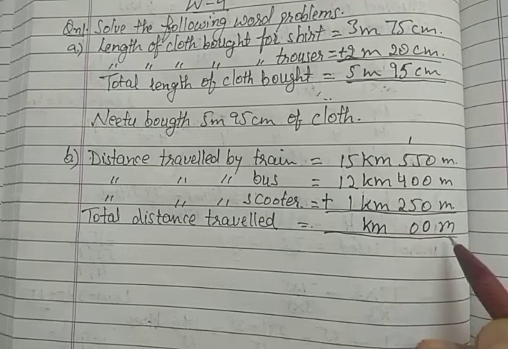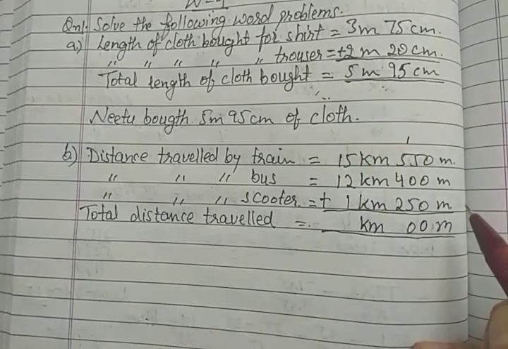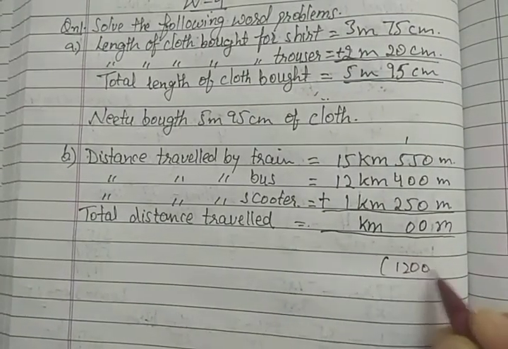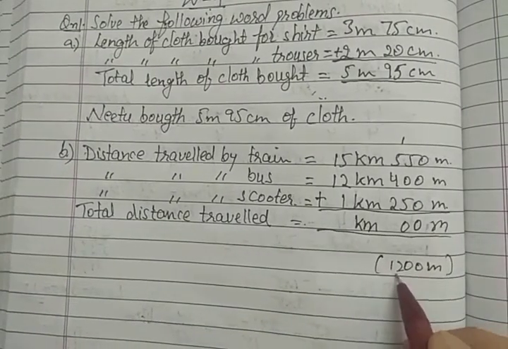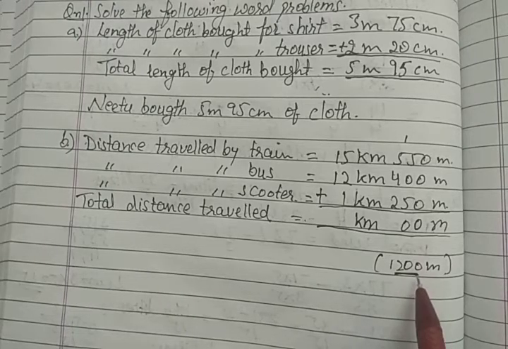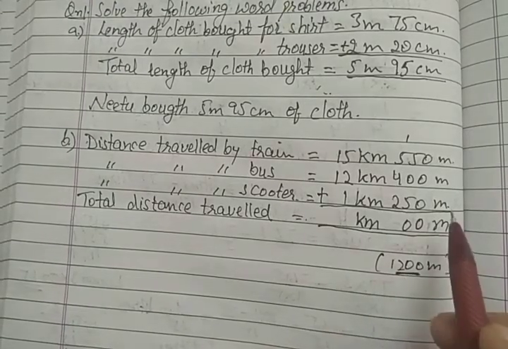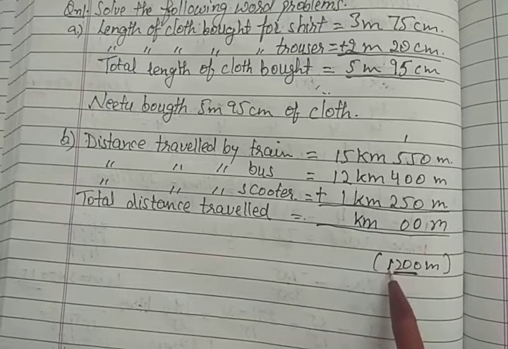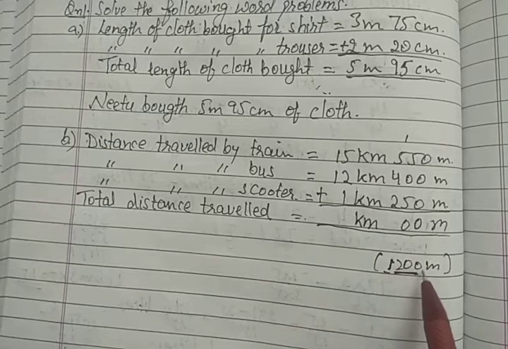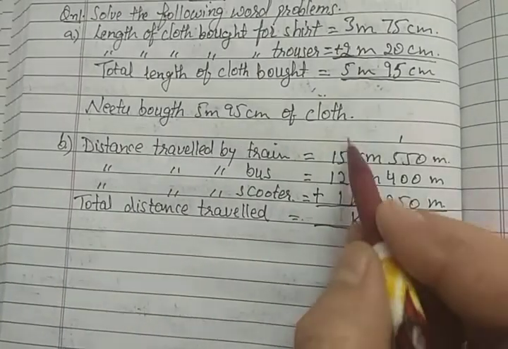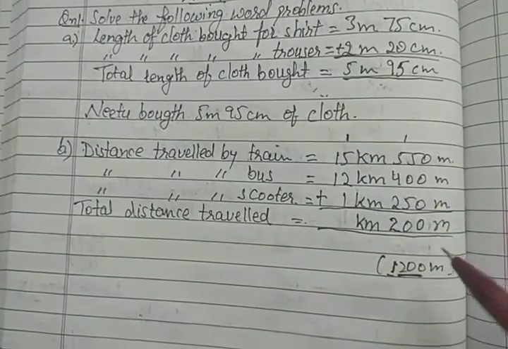So convert this 1200 meter into kilometer and meter. So it is 1200 meters. How can we convert? We have to separate the 3 digits because there are 1000 meters in 1 kilometer. So 3 zeros. So we have to separate last 3 digits. And this 1 will convert into kilometers. So 1 kilometer 200 meters. So we will write 200 meter and 1 kilometer here we will take carryover.